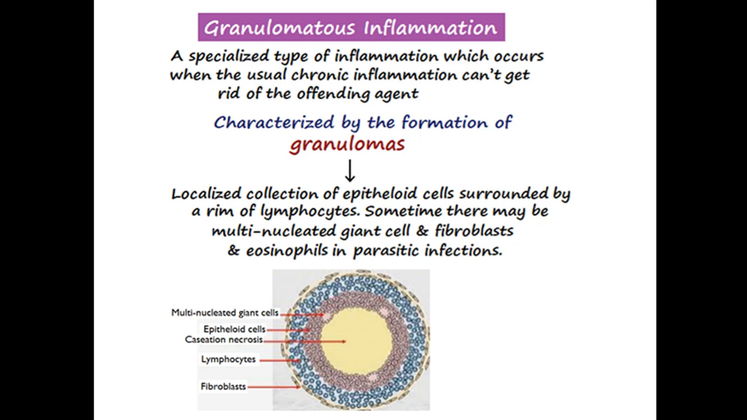Since this is a diagrammatic presentation of a tuberculous granuloma, there is in the center an area of cell necrosis and inflammatory debris, and that is known as the caseation necrosis. Caseation necrosis is very specific for the tuberculous infection, which is caused by the Mycobacterium tuberculosis.